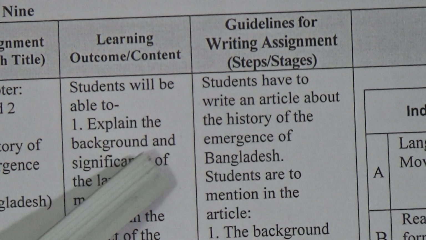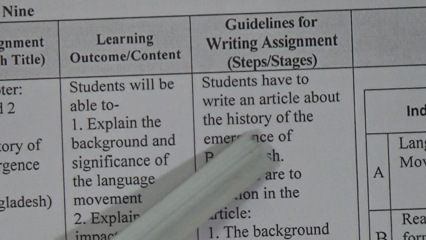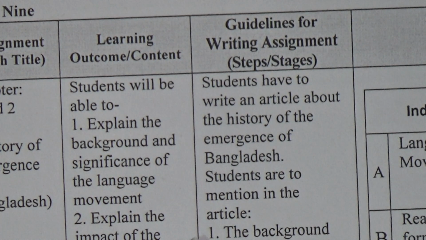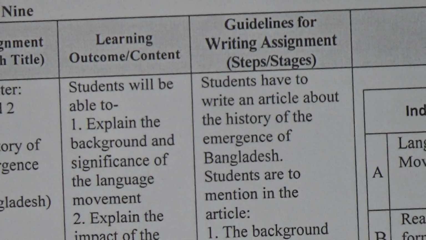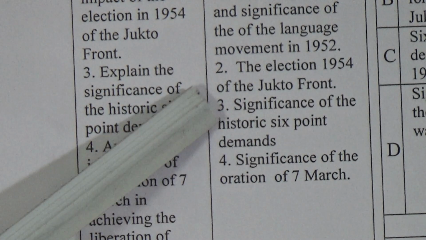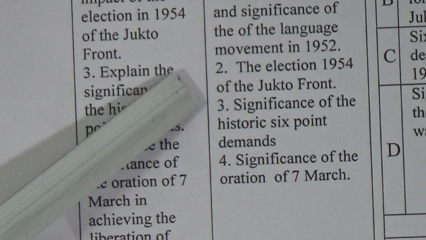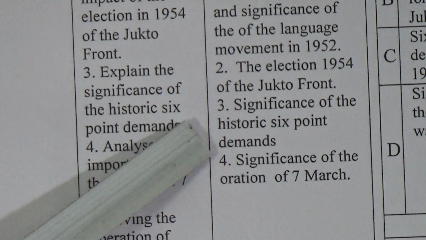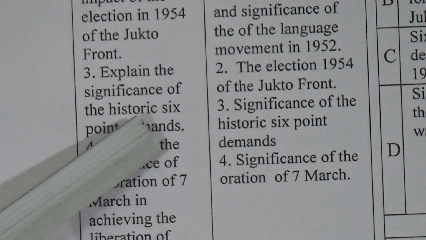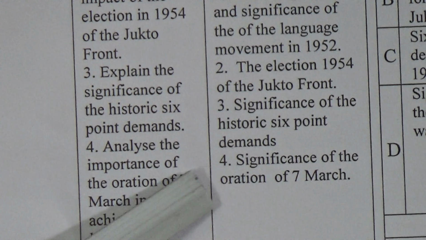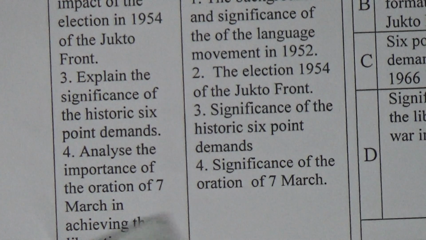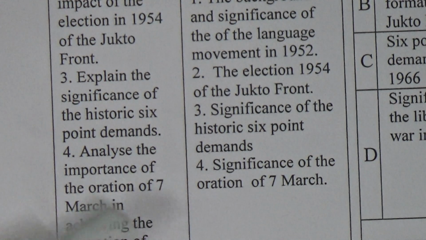so you have to write an article. In this article you have to mention the following things. First, you have to mention the background and significance of the language movement in 1952, then the election of 1954 of the Yukto Front, then the significance of the historic 6 points demand, and you have to mention the 6-point demands also. Number 4, significance of the oration of 7 March or the historic speech of 7 March.